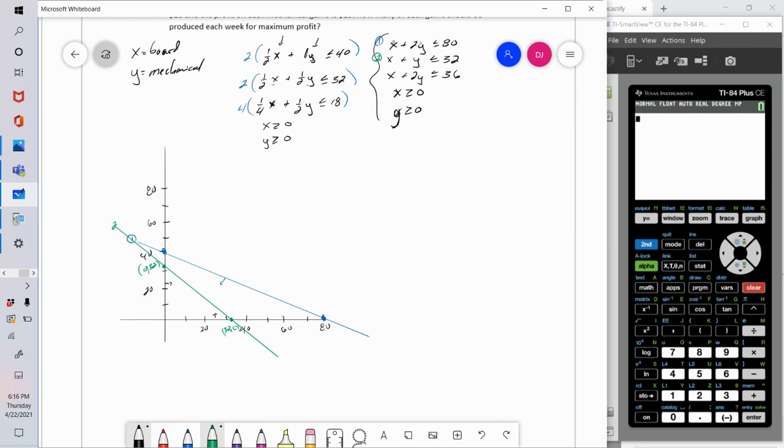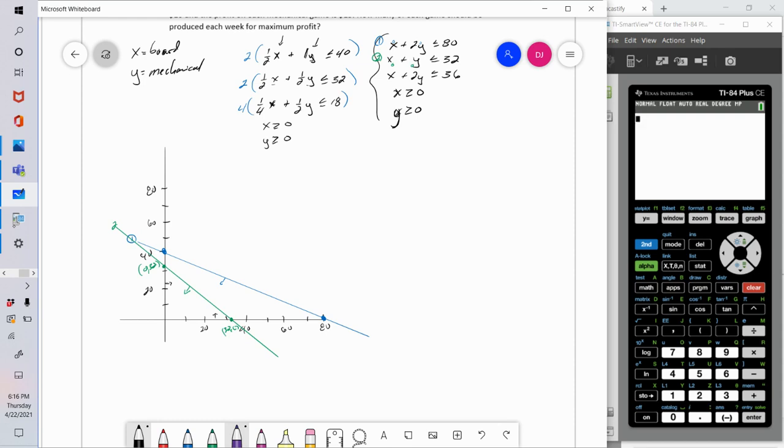We're going to shade, again, if x and y are both 0, we're going to shade below it. This is one of the times where you'll notice that the restriction on the green completely eliminates the blue, and so we don't need to worry about all of that region there.